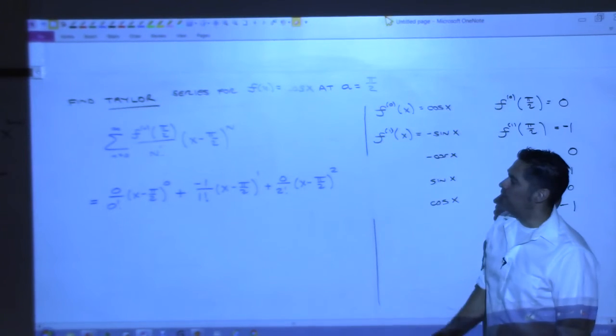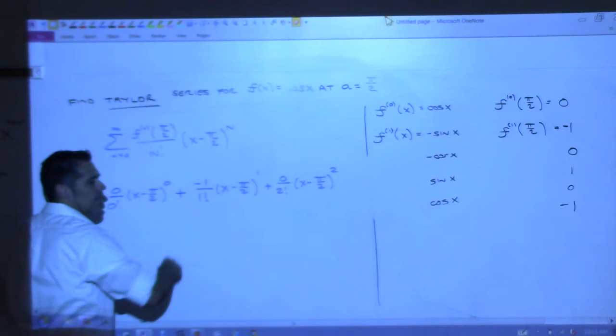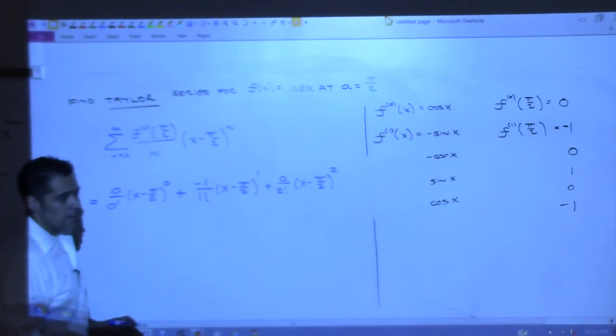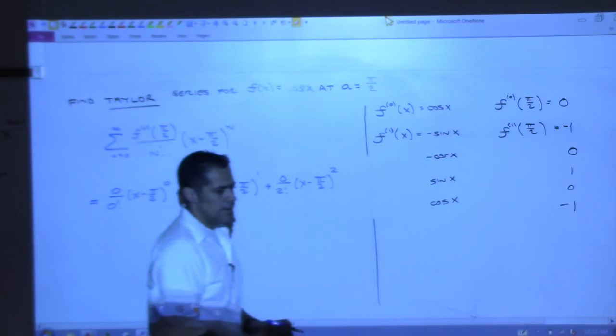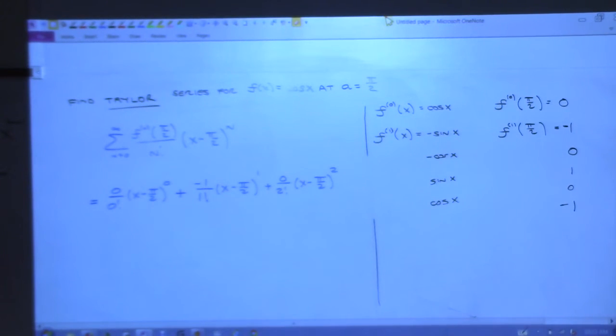So pi over 2 is now a, instead of 0. The Taylor series has x minus a, from the definition of Taylor series. You weren't quite here. It was before I did Maclaurin, I did Taylor. But I said we're going to start with Maclaurin examples.